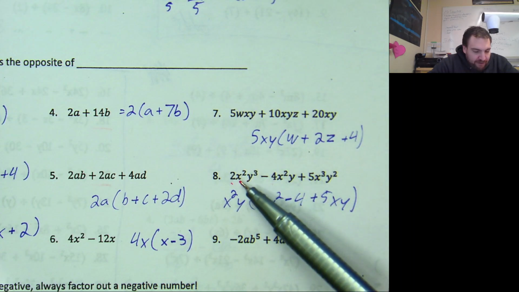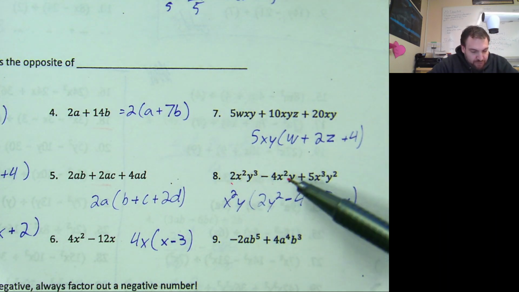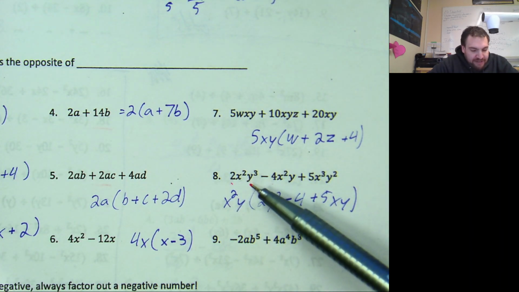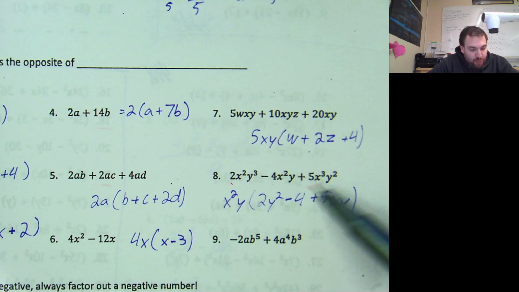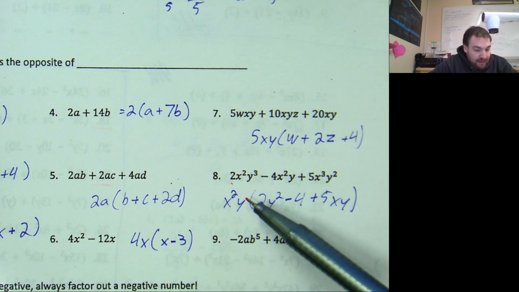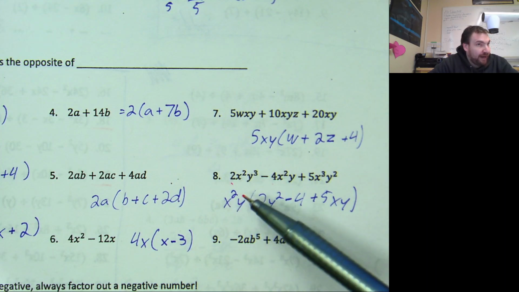Now, how many x's do I have here? I have 2 there. How many here? And how many here? So what's the largest number I can pull out of all 3 terms? 2 of them. I can pull out 2 from here, 2 from here, and 2 from here. So I put my x squared up front, and now I look at my y's. What is the largest number of y's found in all 3 terms? 1. This one has 3, this one has 1, this one has 2. So my greatest common factor is going to include a single y. There are no other variables here, so my greatest common factor is going to be x squared y.